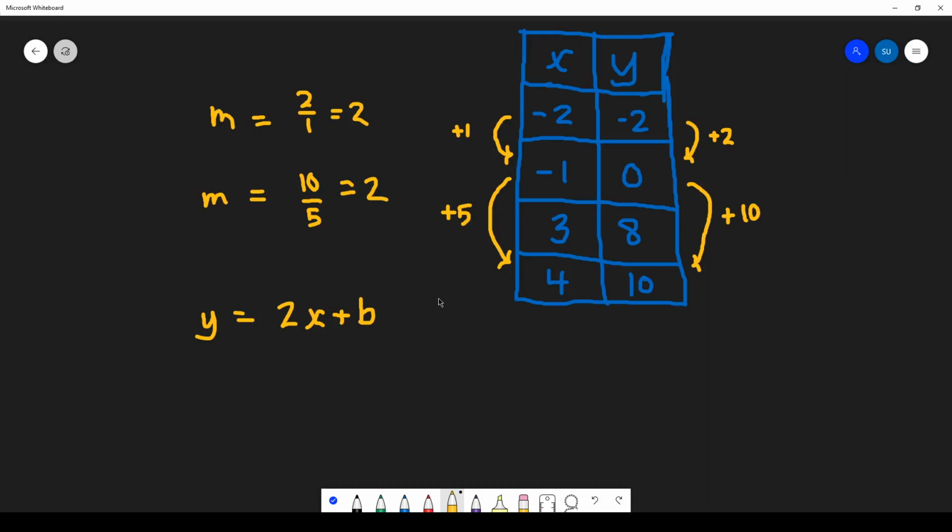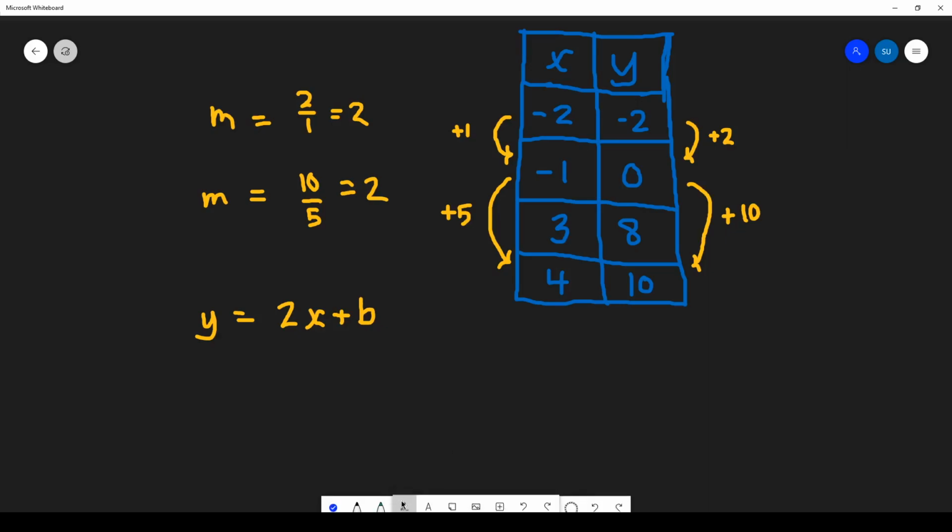So what you do here is you take any point in the graph, like its x value and its y value, and you plug these back into the equation. Once you plug these back into the slope-intercept equation that you formed, then you can solve the equation for b.